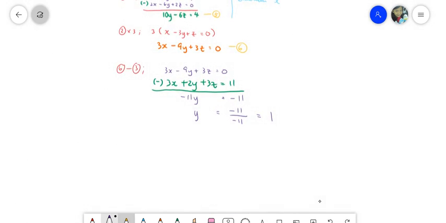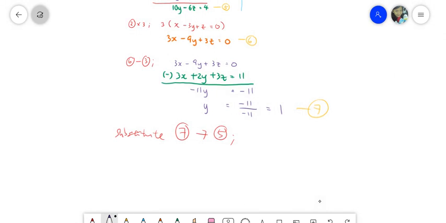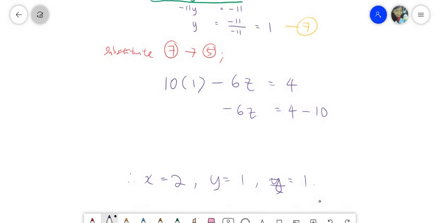Then continue. So this is your equation 7. So you can solve for your y already, right? Yes. So what you need to do, you just need to substitute the 7 into 5. So you have 10, 1, 6, z equal to 4. Negative 6z equal to 4 minus 10. So you got negative 6, so your z is equal to 1, right?